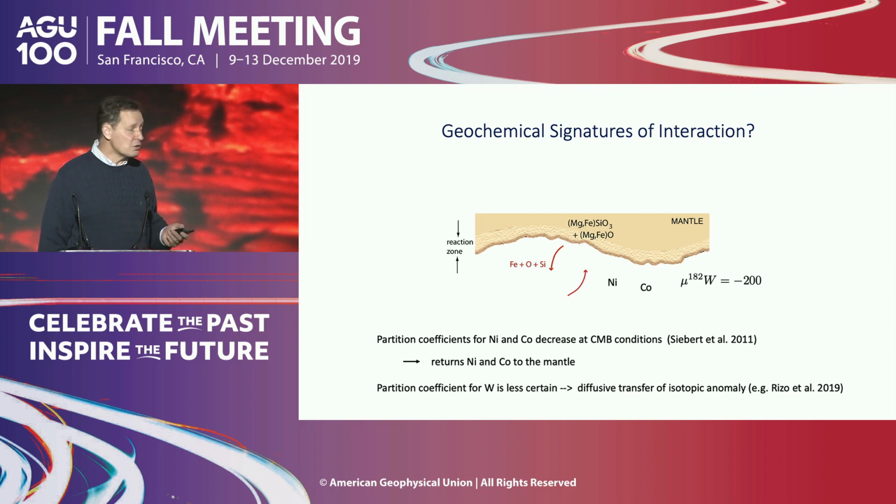Just to give you some examples, estimates of partition coefficients for nickel and cobalt are expected to decrease at the pressure and temperature conditions of the core-mantle boundary. What this means is that cobalt and nickel are slightly less siderophile. And so the expectation is that some of these elements, nickel and cobalt included, can actually return to the mantle. The partition coefficient for tungsten is less well known, but even if it was the same as the value in a deep magma ocean, the abundance of tungsten and its isotopic anomaly suggests that we could have a diffusive transfer of this anomaly back into the mantle, potentially consistent with observations recently reported by Rizzo and company.